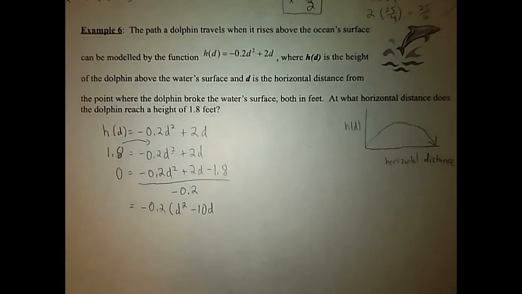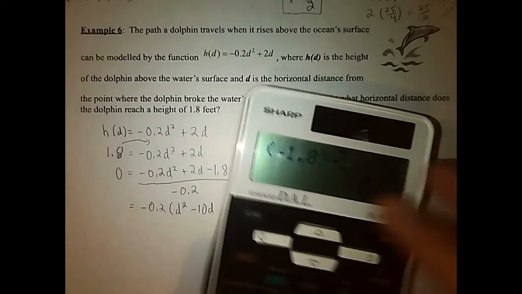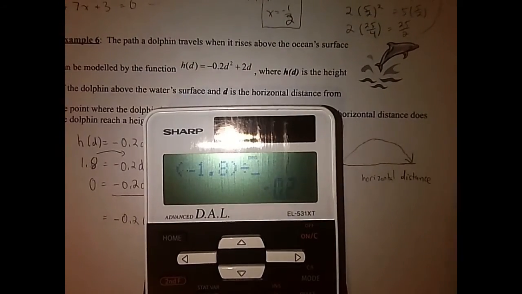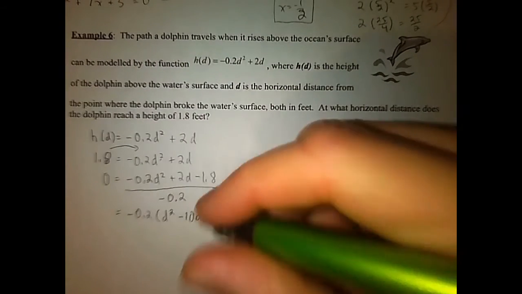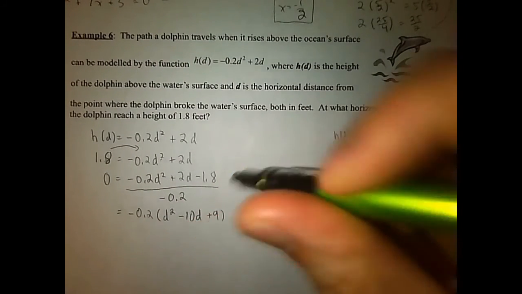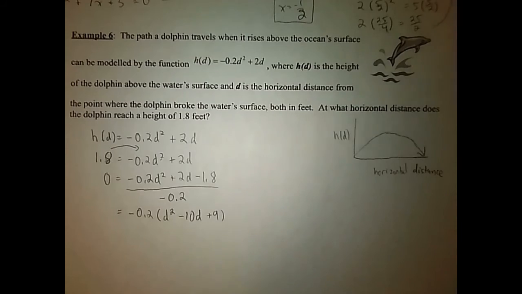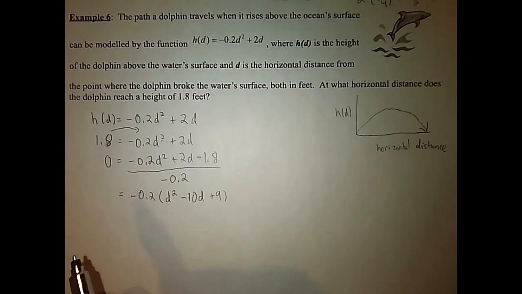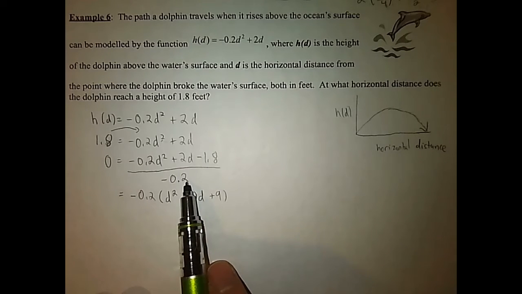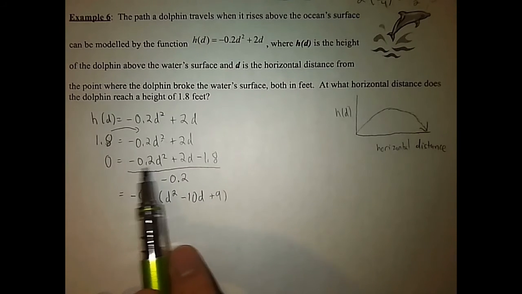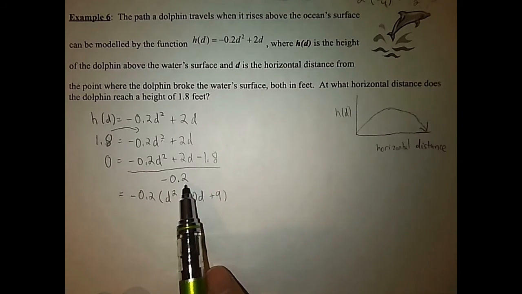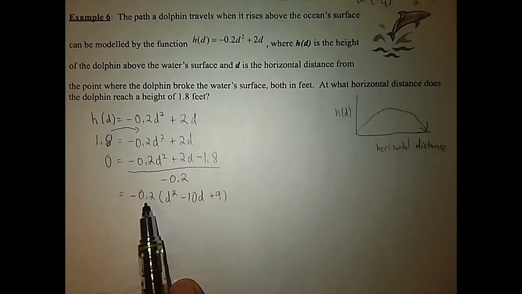And again, I'm just doing that on my calculator. Negative 1.8 divided by -0.2, I get 9. And this is going to be positive 9 because the two negatives divide to give a positive here. So all I did was common factor, and it just so happened my common factor was -0.2, the value that's in the front here. Common factor, bring my common factor to the front, and then divide all of these by that common factor.